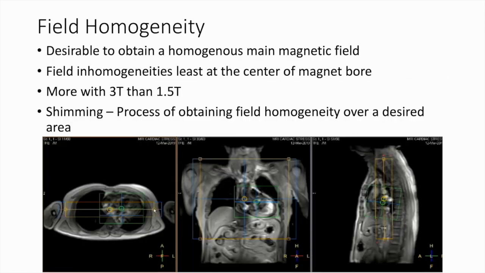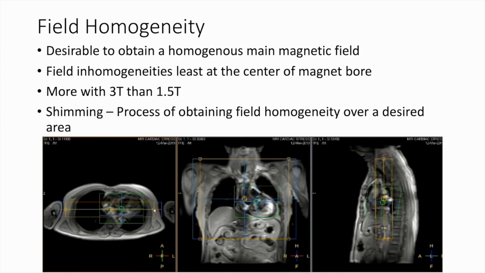Though the magnetic field vectors are parallel within the MR gantry, they are not homogeneous throughout. The magnetic field inhomogeneities are least at the center of the magnetic bore and are more at 3 Tesla than in a 1.5 Tesla system. However, it is desirable to obtain a homogeneous field at the center of imaging volume.